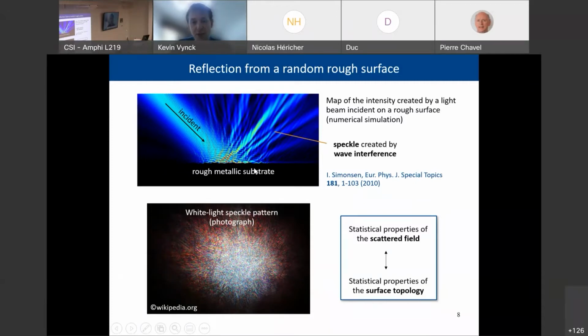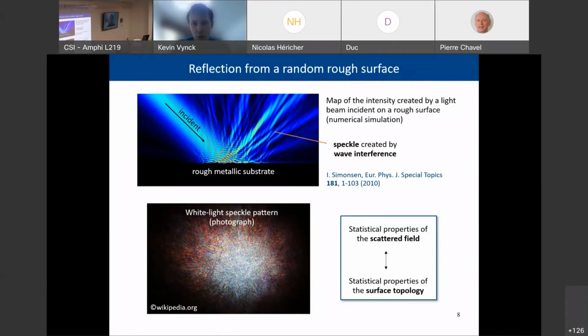So in the end, what is interesting to us is not really to understand what the speckle pattern is for a specific disorder realization, but rather to understand how the statistical properties of the scattered field are related to the statistical properties of the surface topology. And this is what people have been looking at. When I talk about the statistical properties of the scattered field, I may be interested in the average intensity, for instance, and this is what we will look at.